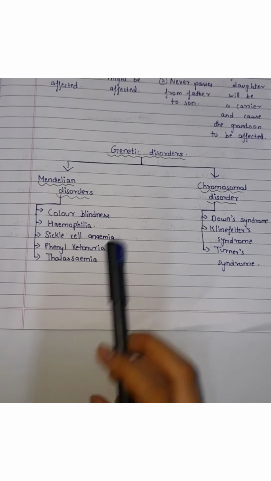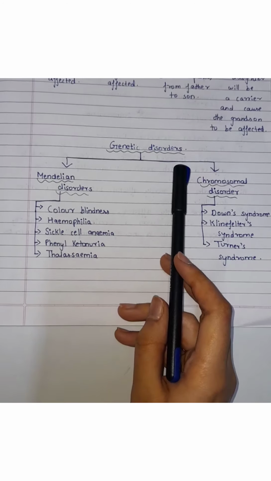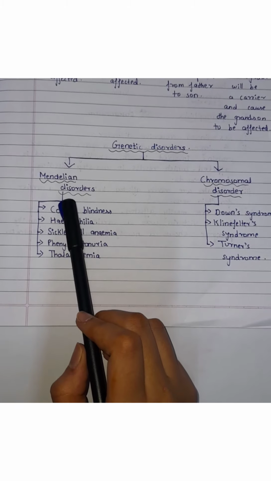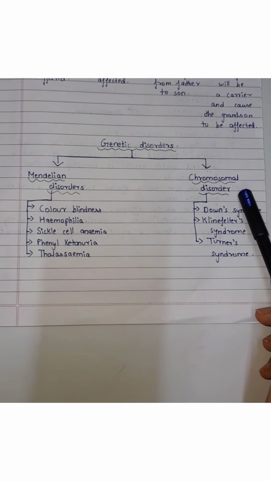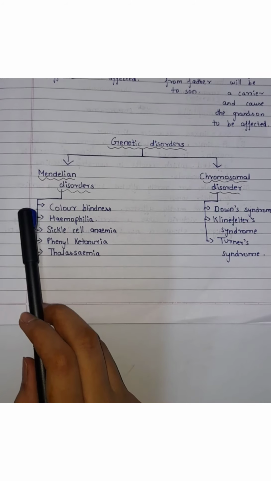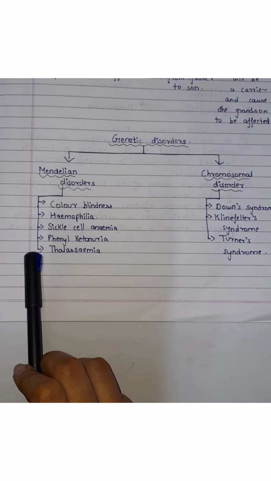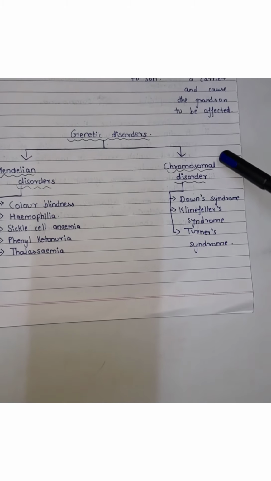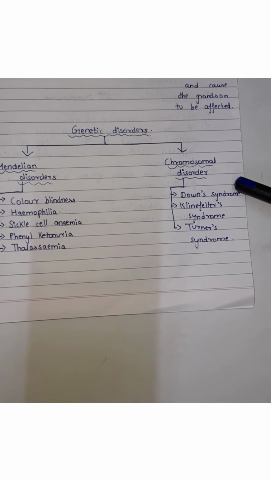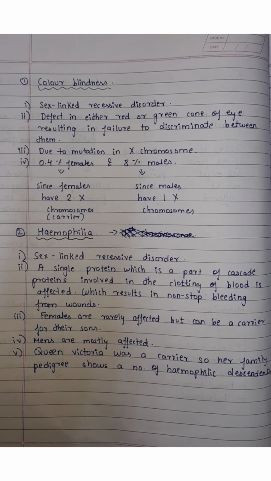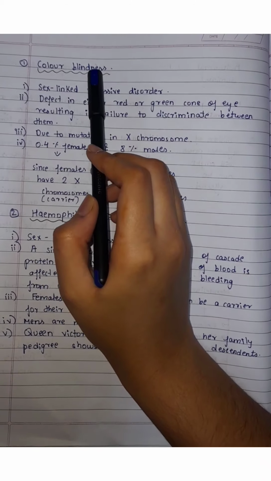Next up, we're going to talk about genetic disorders. Now, genetic disorders are divided into two: Mendelian disorders and chromosomal disorders. Mendelian disorders are color blindness, hemophilia, sickle cell anemia, phenylketonuria, and thalassemia, whereas chromosomal disorders are Down syndrome, Klinefelter syndrome, and Turner syndrome. First, we're going to talk about color blindness.